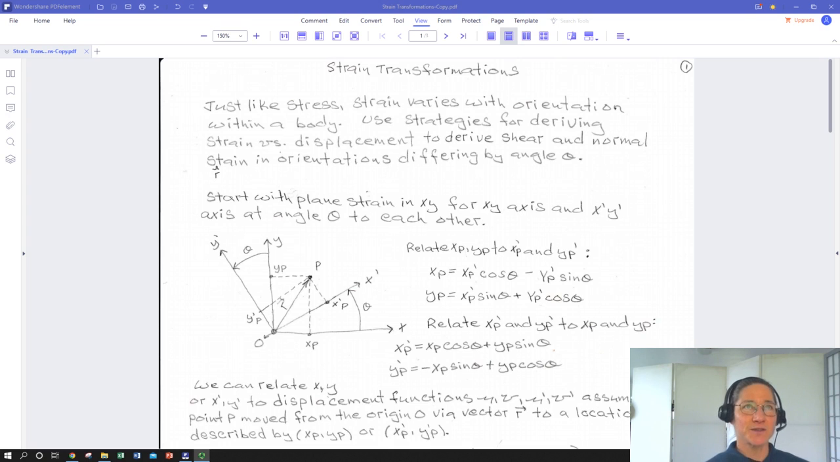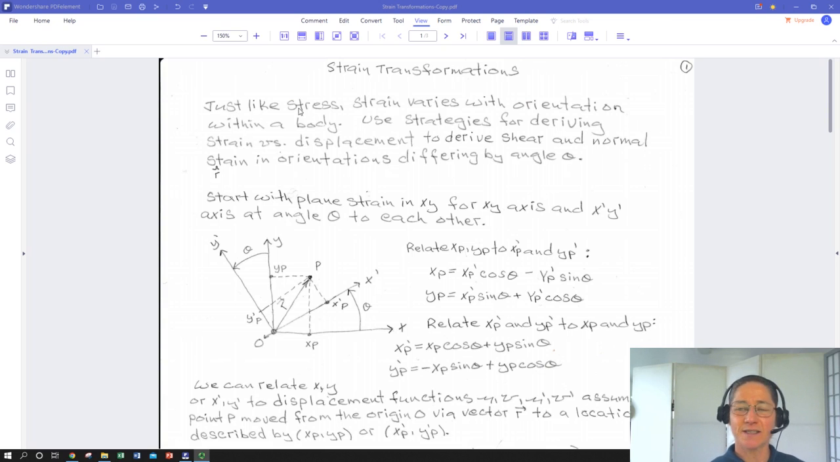We can make those same kind of geometric relationships between a reference coordinate system and a rotated coordinate system for strain. And so we're going to do that, and we're going to find that it ends up looking an awful lot like the rotated coordinate system for stress state, and in fact there will even be a Mohr circle relationship that we can utilize.